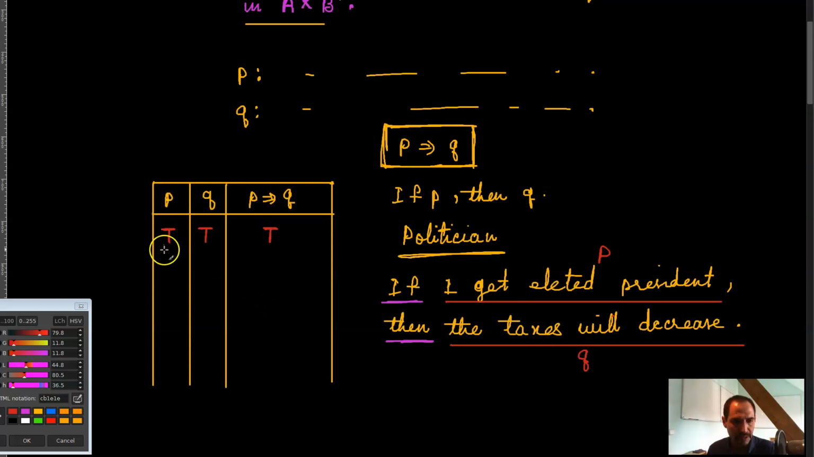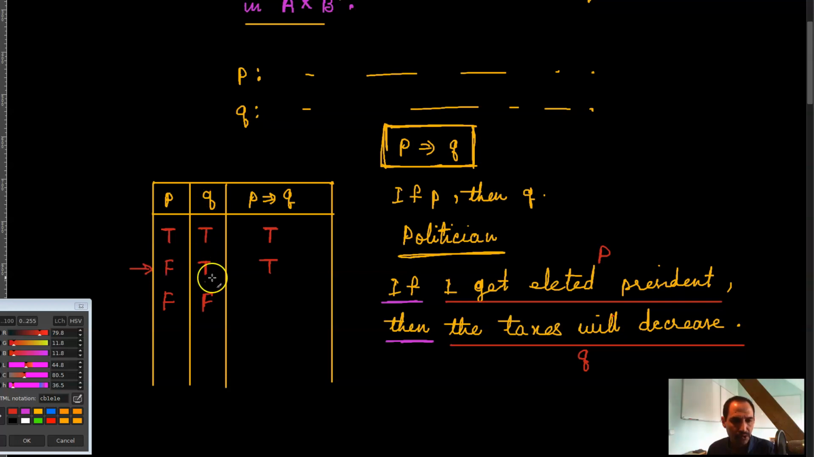Now, suppose that P is false, meaning that the politician doesn't get elected as the president. There are two cases here: either Q is true or Q is false. Suppose that the politician doesn't get elected as the president and the taxes actually go down or decrease. Then the statement is true, because it doesn't have anything to do with the politician anymore. The politician didn't get elected as the president in the first place, so whether the taxes decrease or not is not really important anymore.